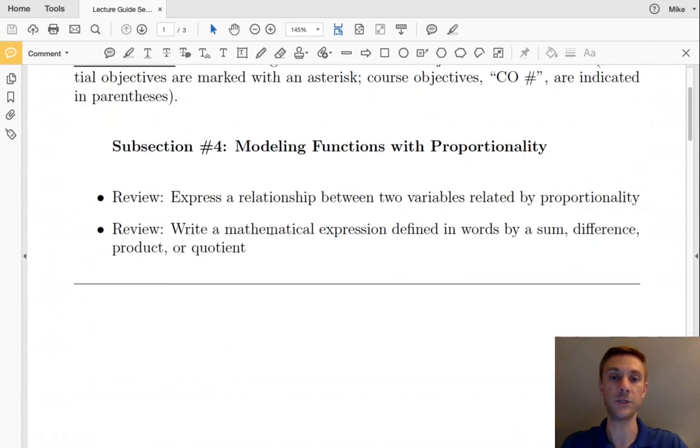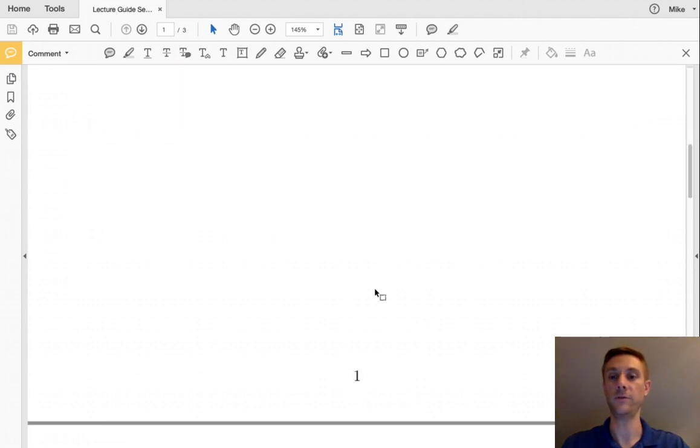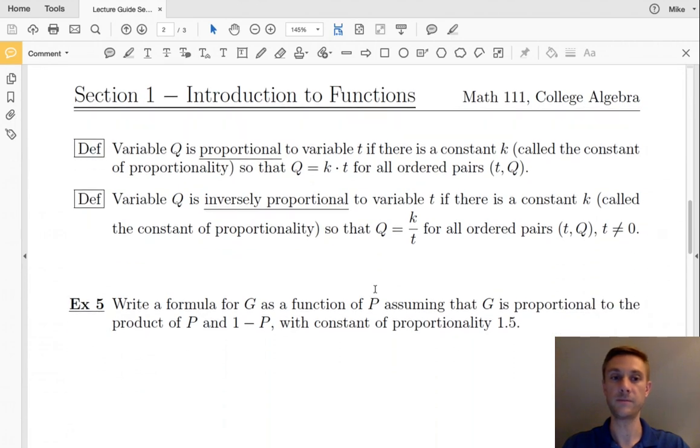One is to express a relationship between two variables related by proportionality, and another is to write a mathematical expression defined in words by sum, difference, product, quotient, so all of our normal arithmetic stuff, adding, subtracting, multiplying, dividing. These are called review objectives, but depending on where you took a prerequisite class for this, an intermediate algebra class or an algebra 2 maybe in high school, these might not have been covered super in depth. So I always try to talk about these with a little more thoroughness than I might some other prereq topics.